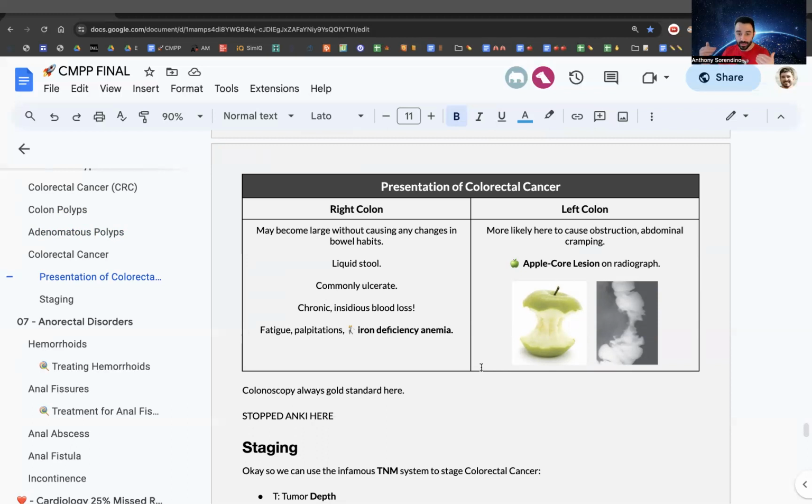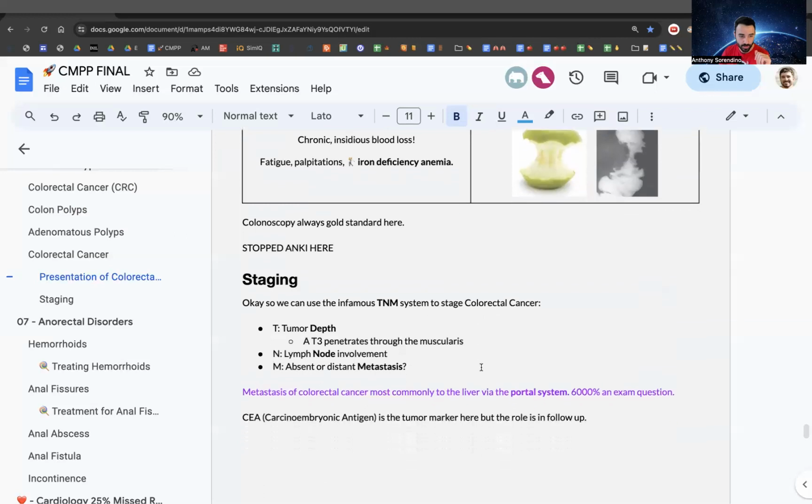If it's on the left side, these are more likely to cause an obstruction because the colon gets narrower as it goes more distally. And big buzzword: an apple core lesion on a radiograph is going to be indicative of a left-sided presentation of colorectal cancer. Definitely going to be a question.